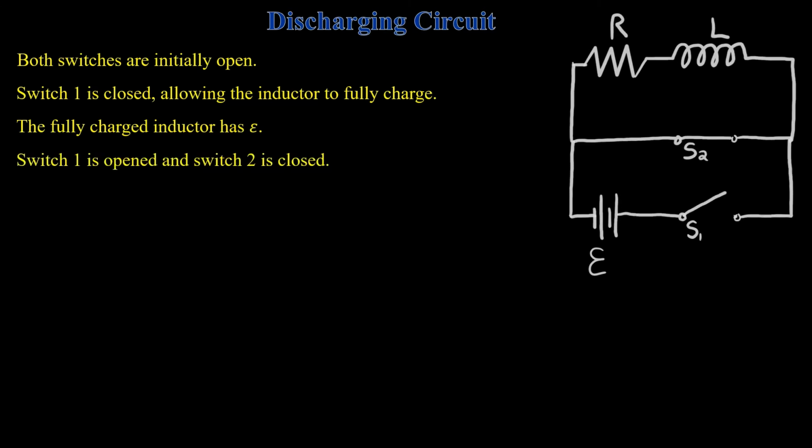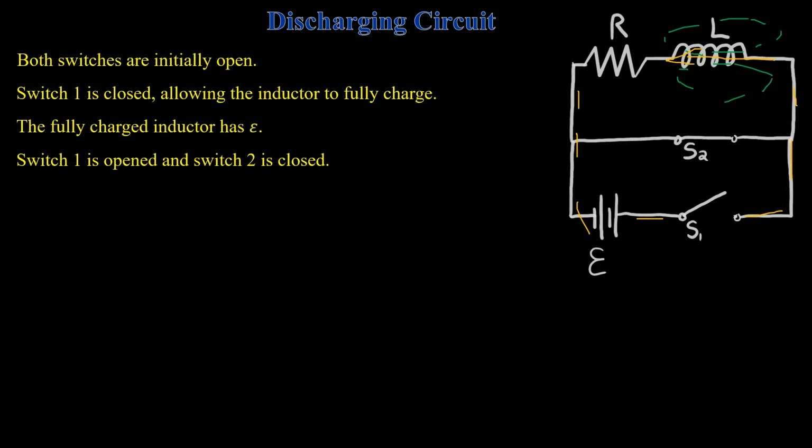Now, switch 1's going to open, and switch 2 is going to close. And what switch 1 opening does, it cuts off the battery. So before, at steady state with switch 1 closed, the inductor stored up a bunch of energy. So it has energy stored up. And when switch 1 was closed, there was current going this way through the inductor. So there was current through the inductor to the left.